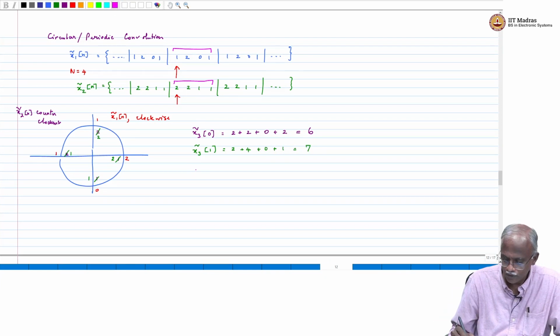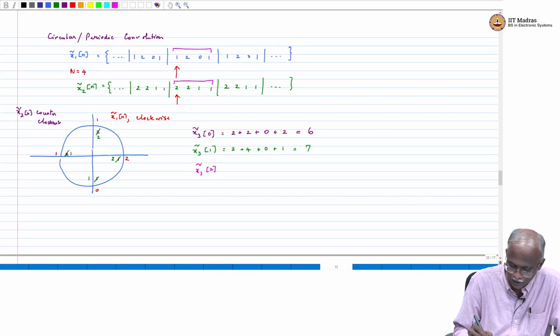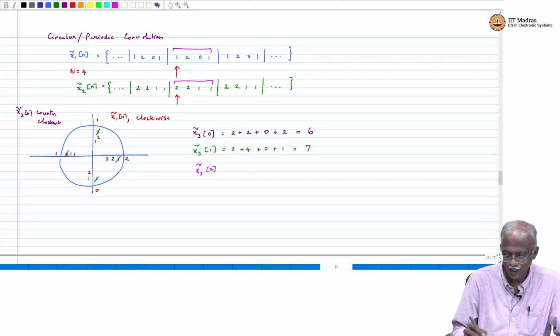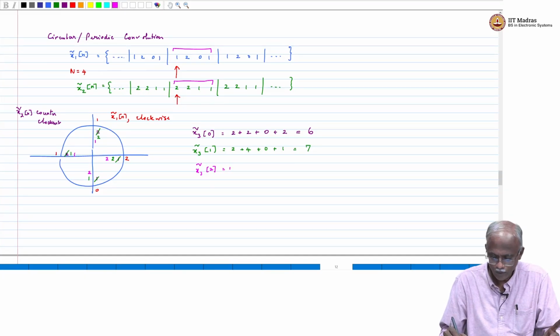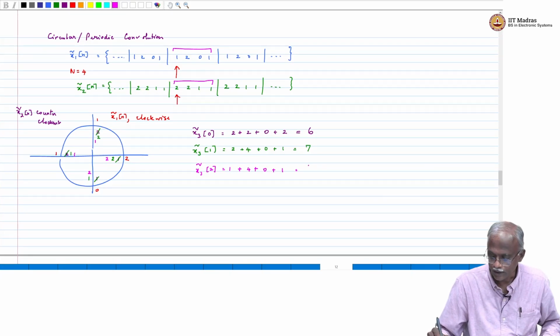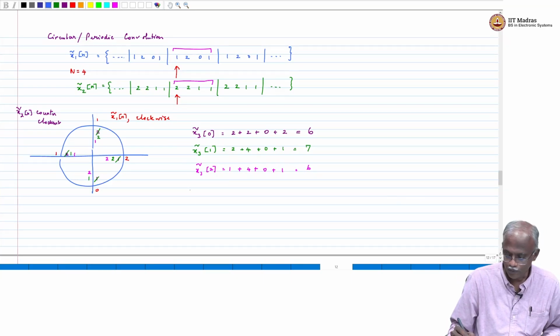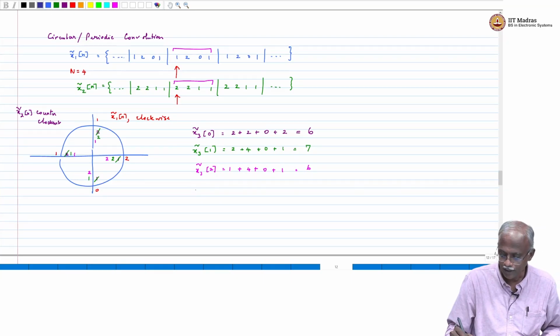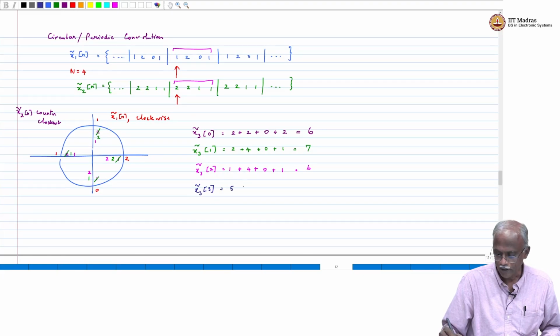I'll do one more, x3 tilde of 2. You shift it one more, so this becomes 2, 2, 1, 1. Now multiply: 1 times 1 is 1, 2 times 2 is 4, 2 times 0 is 0, plus 1 times 1. So this is equal to 6. And the last one, I would like you to verify: x3 tilde of 3 is equal to 5. I would like you to verify this result.